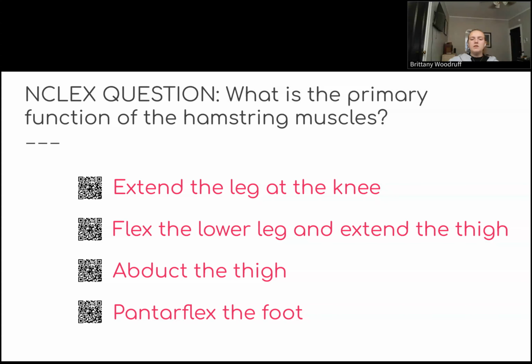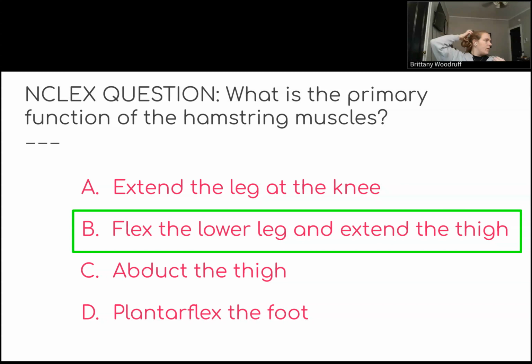Yeah, so flexing the lower leg and extending the thigh, right? So when we say extending the thigh, we mean across the hip. Flexing the lower leg, we're talking about across the knee. Okay. Your hamstring muscles are going to be found at the back of your thigh, right? So they're going to contribute to extending that thigh across the hip. Okay.